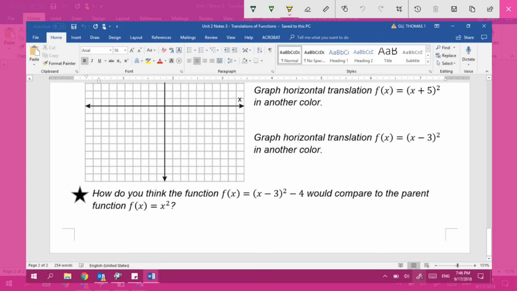So what is one of the movements? One of the movements is told by right here, the minus 4 at the end. The minus 4 at the end lets us know that we're going to move down 4 units. And then the other that we see is on the inside here, the minus 3. And that tells us that we're going to go right 3 units. So to find the graph of this function, all we have to do is plot the parent function, f of x equals x squared, and then shift all the points down 4 units and right 3 units, and that will be our new function.